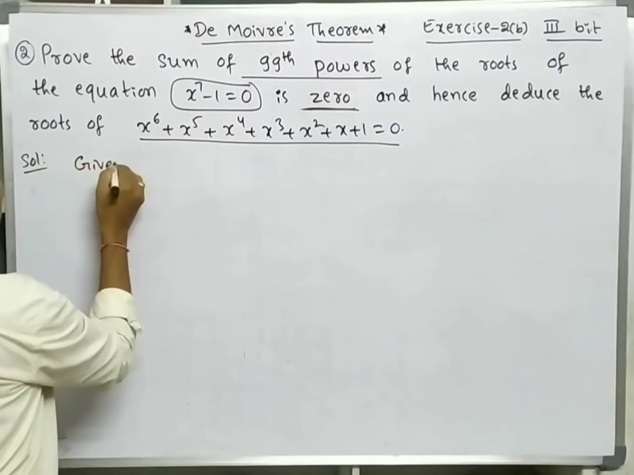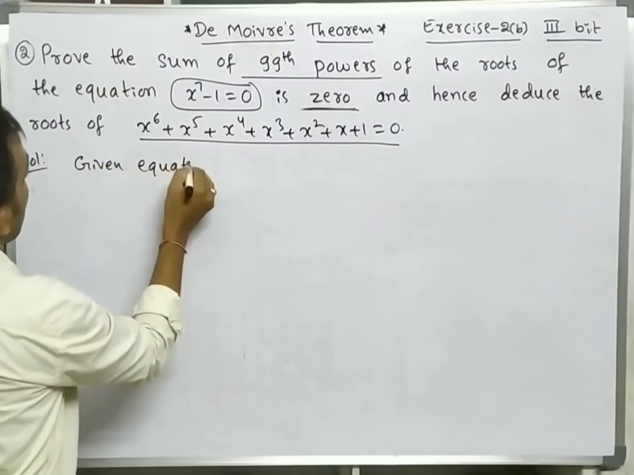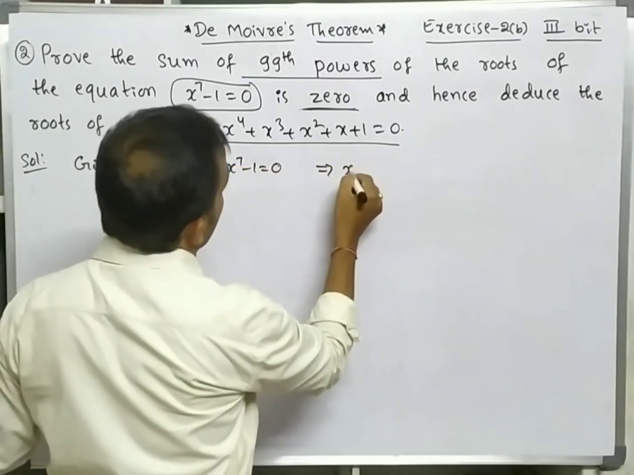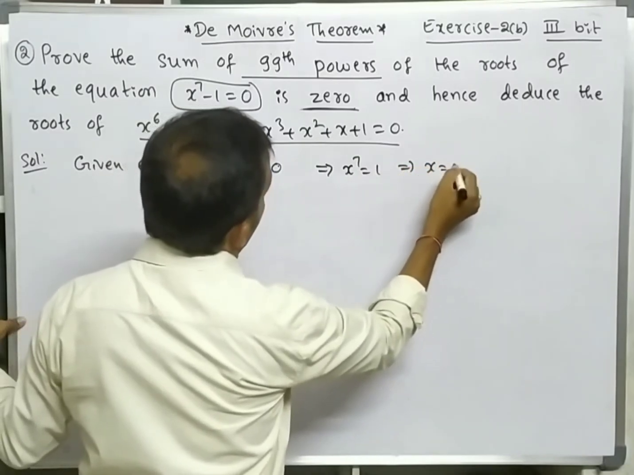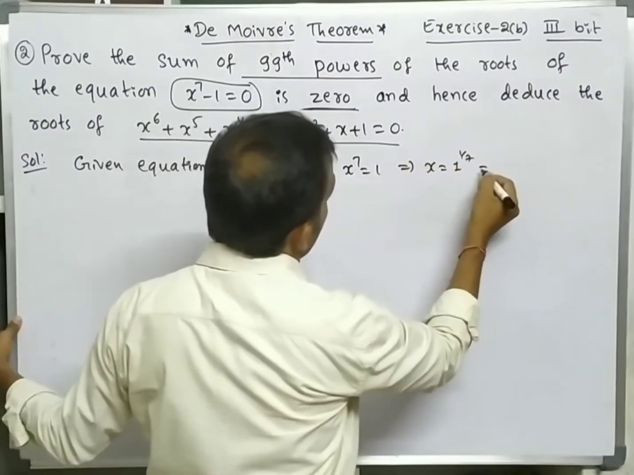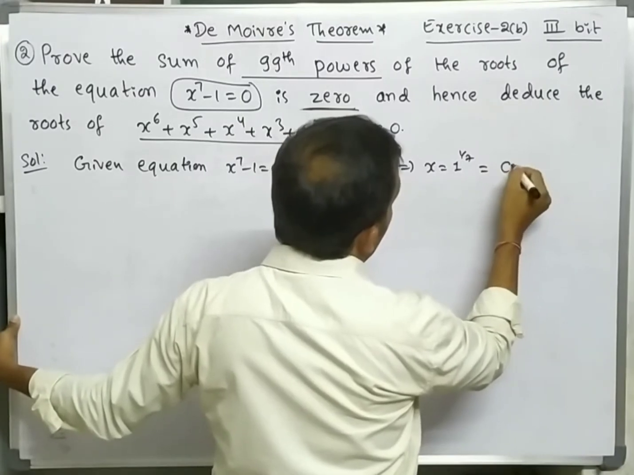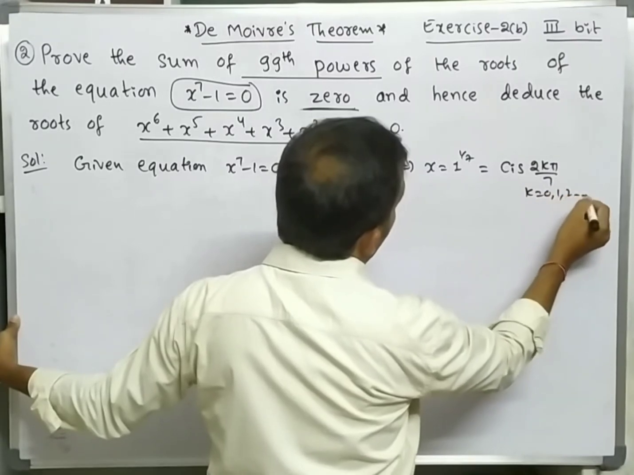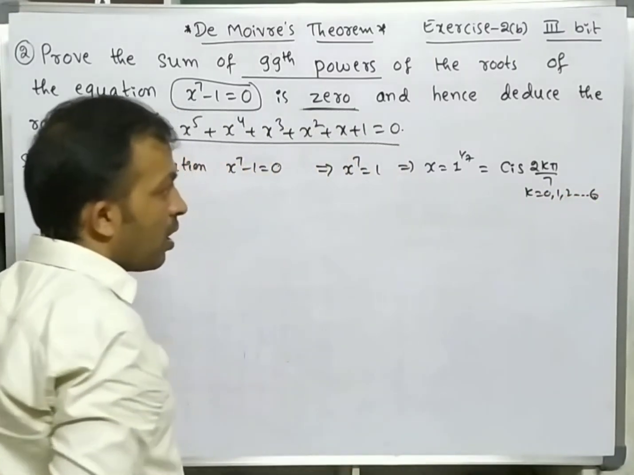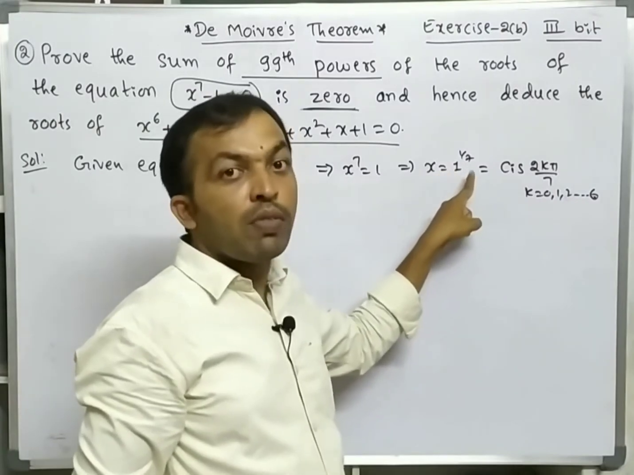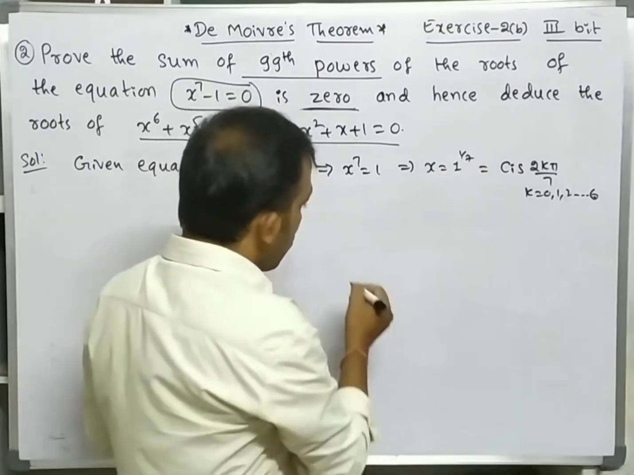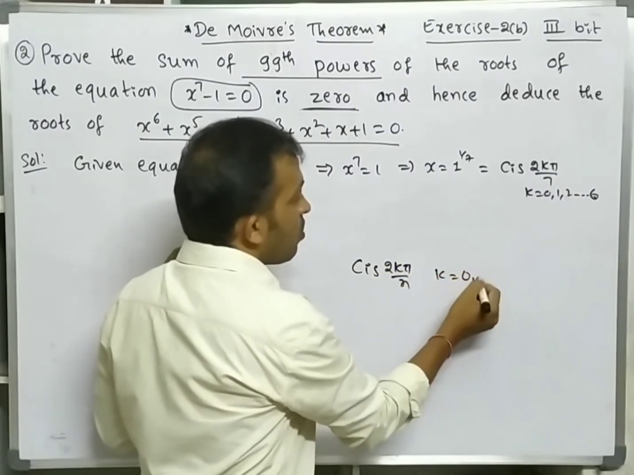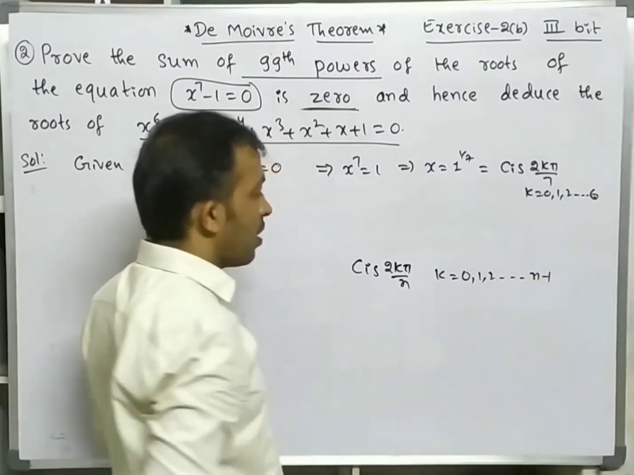What is the given equation? It is x power 7 minus 1 is equal to 0. This implies x power 7 is equal to 1, x is equal to 1 power 1 by 7, so the roots are cos 2k pi by 7 plus i sin 2k pi by 7, where k is equal to 0, 1, 2, and so on up to 6. So already we have proved the nth roots of unity. The nth roots of unity formula is cos 2k pi by n plus i sin 2k pi by n, where k is equal to 0, 1, 2, and so on up to n minus 1.